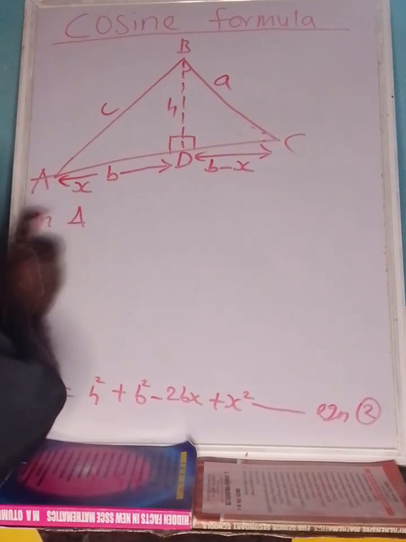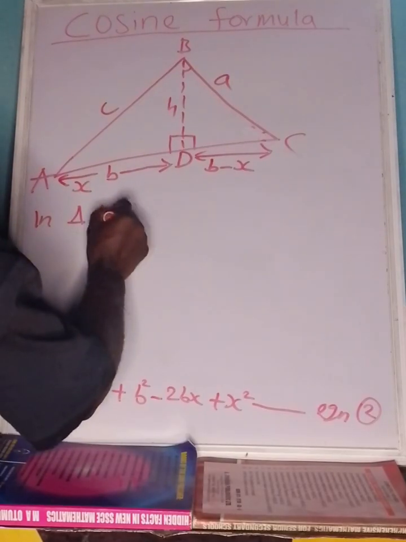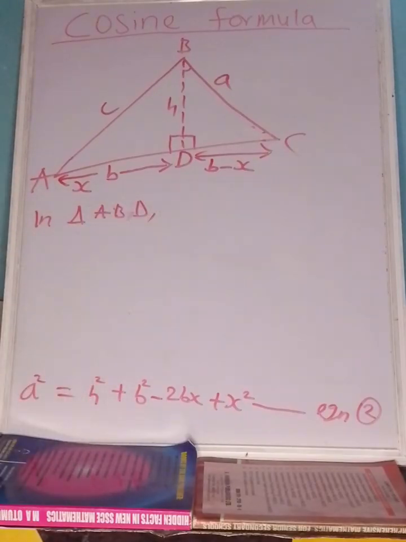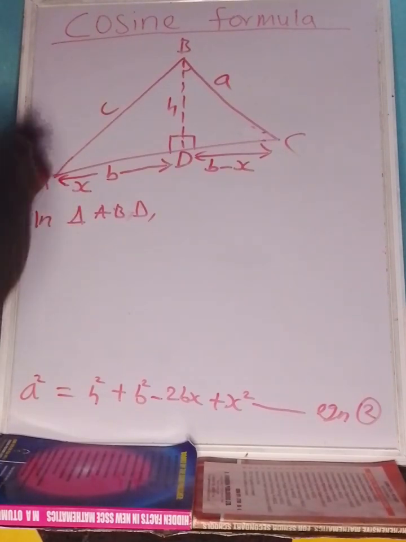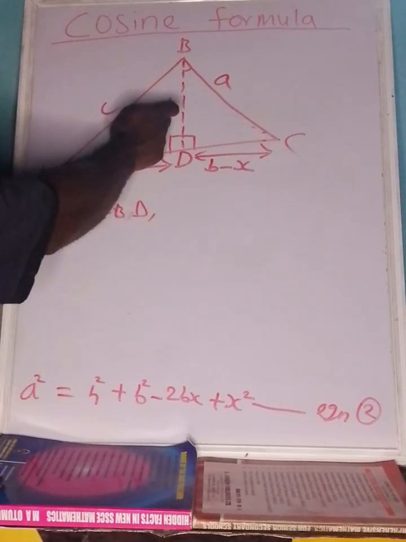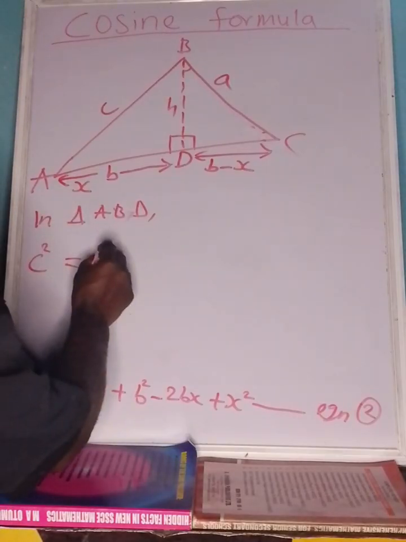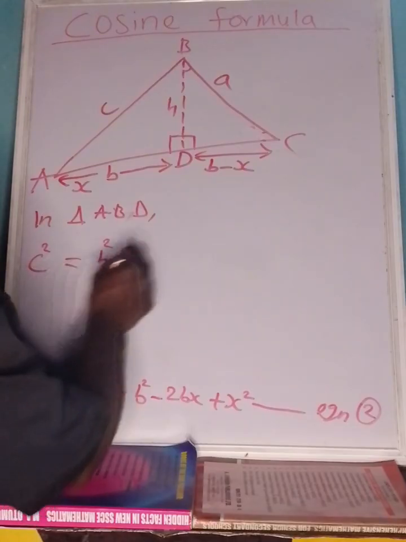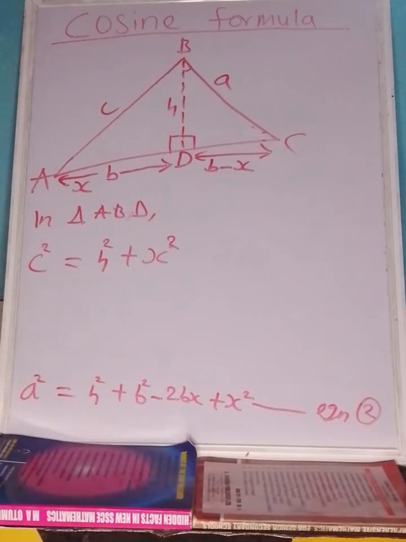You understand? In triangle what? This is a symbol for triangle, please. Triangle ABD. You understand? In triangle ABD, what do we have? Remember that we have A, B, and D. And then X here is the adjacent side. C is the hypotenuse in this case, and H here is the opposite side. So the square of our hypotenuse, which is C, will be equal to what? The square of H plus the square of x.